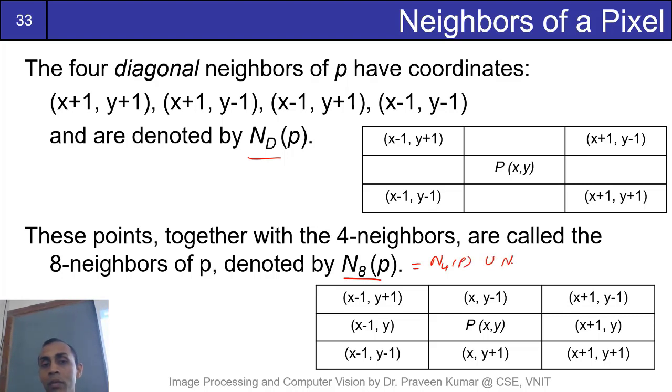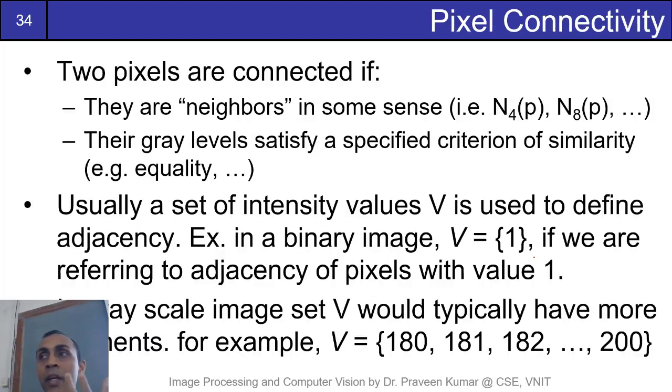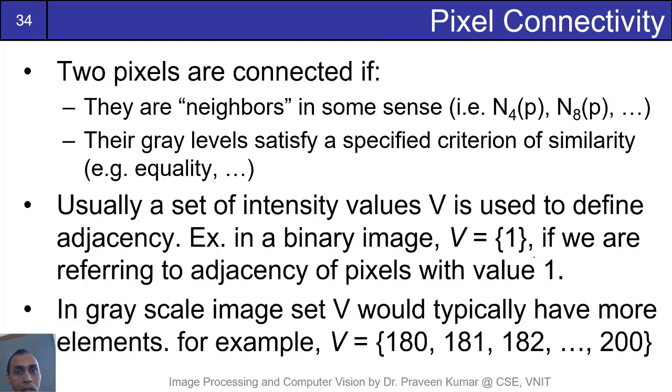N4(P) and the diagonal neighbors. So depending on how you define your neighborhood, your result will differ. So that's why sometimes some algorithms use four neighbors, some algorithms use eight neighbors. So this is what we said earlier in a broad way. In a more precise way, say two pixels are connected if they are neighbors in some sense, either they belong to the N4(P) set or N8 set, and their intensity values satisfy certain criteria of similarity, either they are equal or within a certain range.